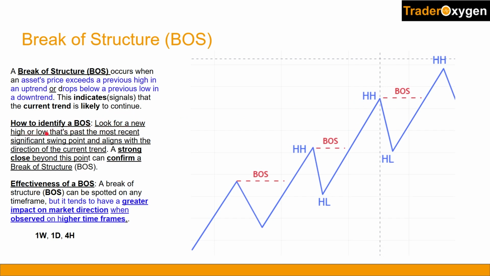So how to identify a break of structure? You look for a new high, right? It's a new high that passed the most recent significant swing point. So this most recent high passes this significant swing point. Now, why is it a significant swing point? Because it caused the pullback to start.